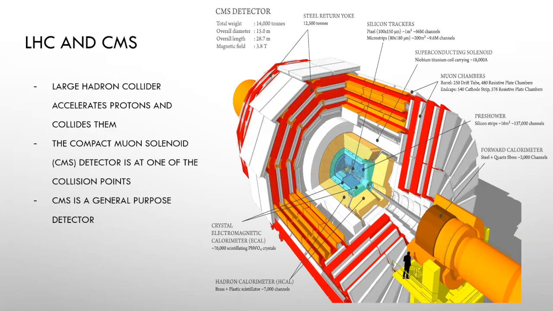So I'm just going to start with some background information. The Large Hadron Collider, as you know, accelerates protons and collides them. And then the Compact Muon Solenoid, CMS, detector is at one of the collision points. CMS is a general purpose detector, so it is basically designed to observe any new physics phenomena that the LHC might reveal.